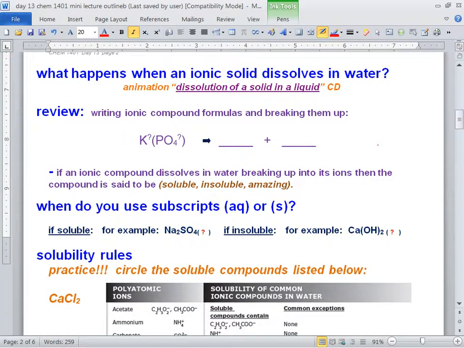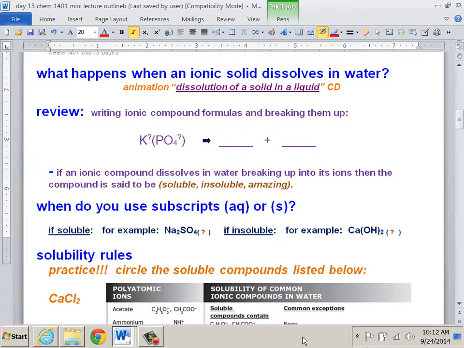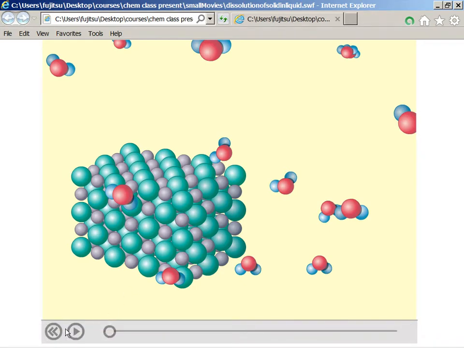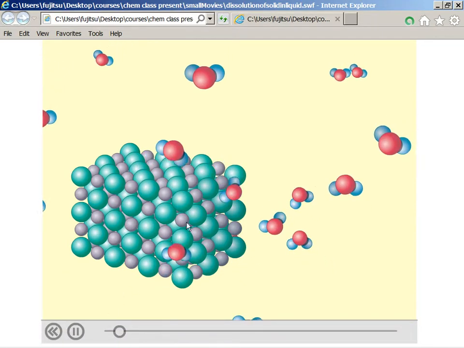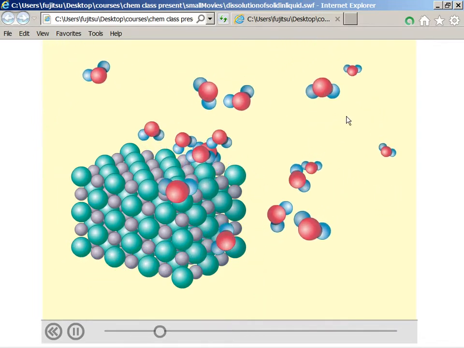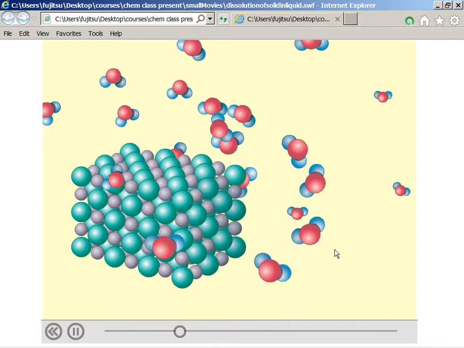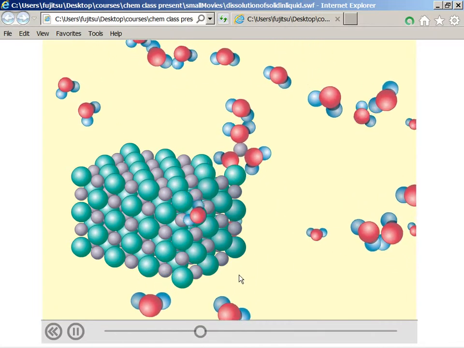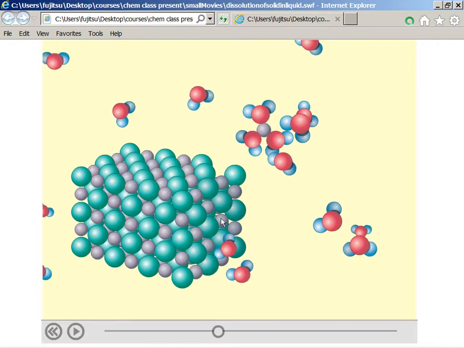But what happens when an ionic solid dissolves in water? Let's take a look at this. So here's our ionic solid, right? And all these little guys floating around are what? Are what, Bowdy? Water molecules, right? So can you see this thing? They're pulling off a chunk of this solid. Now that solid is sodium chloride. Okay, so there's sodium ions and chloride anions in here. So that's why there's 2 different spheres.